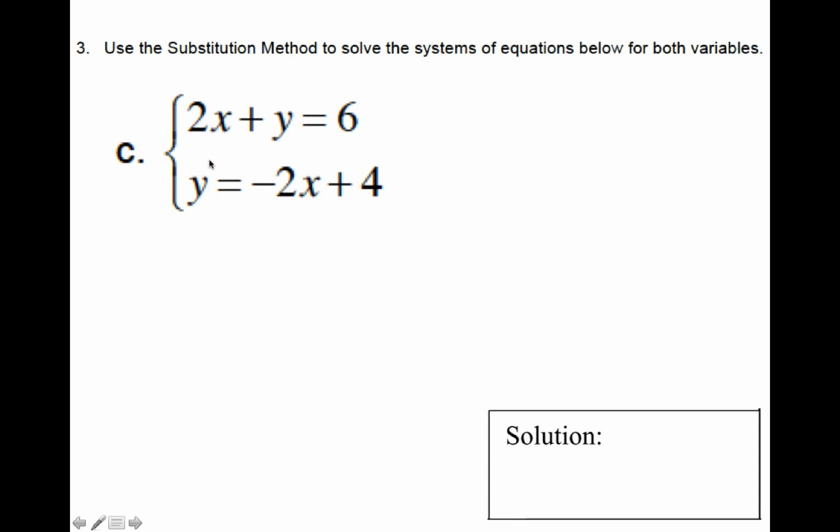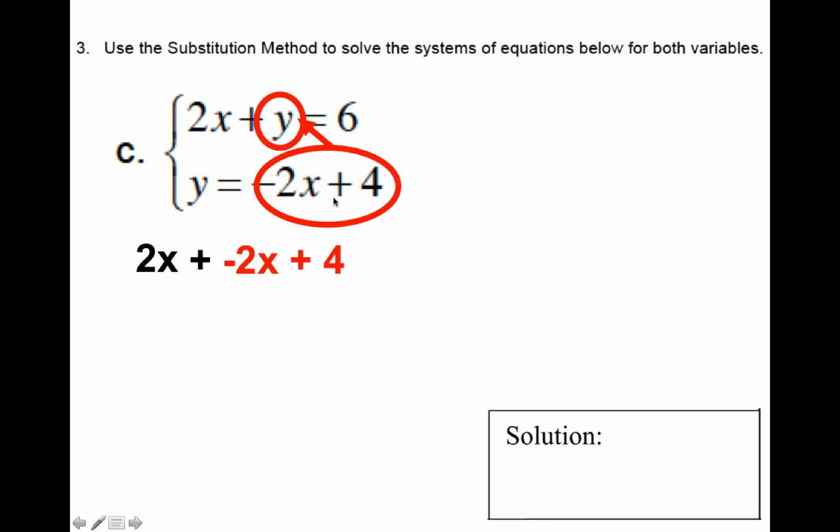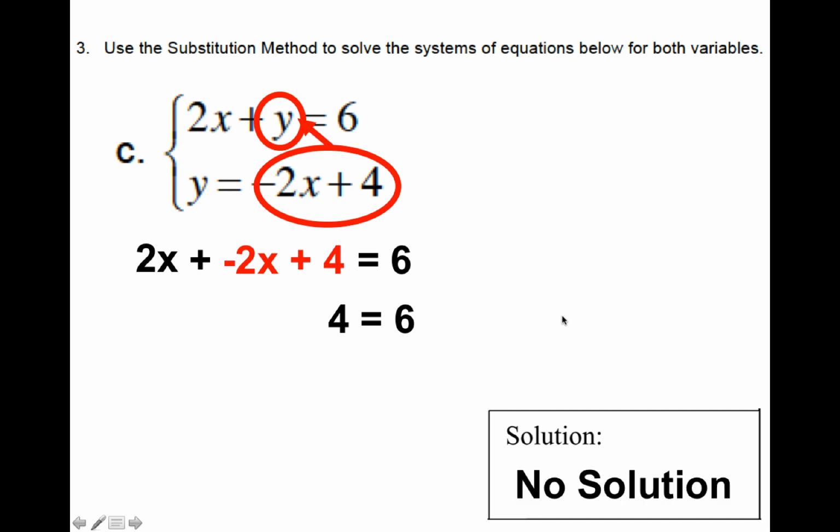For this one, the variable y is by itself in the second equation, so circle what y equals. This is going to substitute where y is up here. So it's going to be 2x plus, the y goes away, it becomes a negative 2x plus 4, and that should equal 6. When we combine like terms, a 2x and a negative 2x is going to cancel. I'm left with 4 equals 6. This is not a true statement. 4 does not equal 6. Therefore, this system does not have a solution.